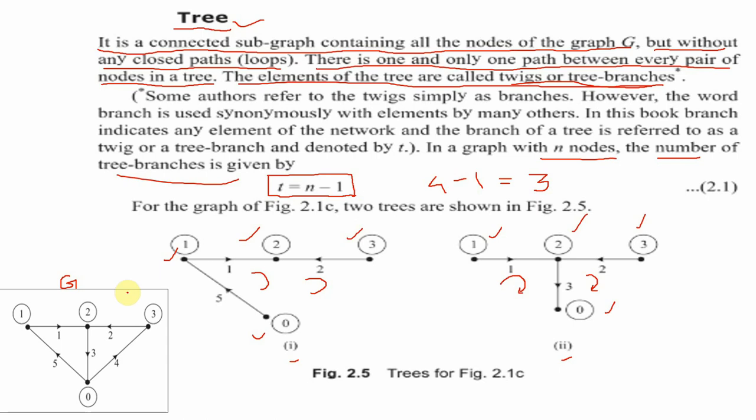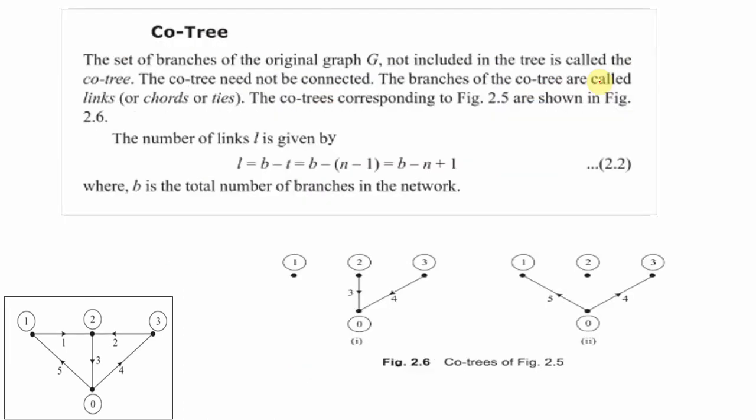And the elements of the trees. These elements are called twigs or tree branches. Now the next point is the core tree. So the core tree is very simple. The set of branches of the original graph G not included in a tree is called the core tree, right?